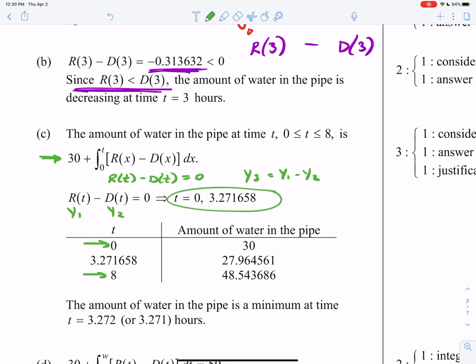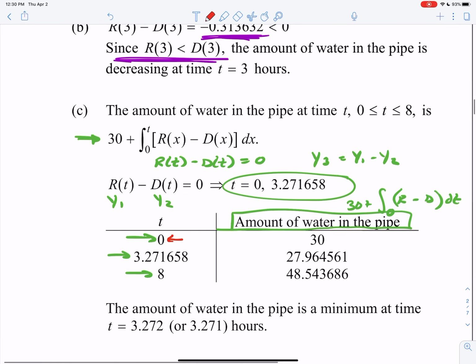It should occur at 0 and 3.271. So you would actually have to calculate your zeros, so you would have to go to second, trace, pick a left and a right bound, and a guess. So here we have it. Remember, the amount of water in the pipe is going to be 30 plus the integral of r minus d from 0 to whatever number you want. So the first one would just be from 0 to 0, but the integral from 0 to 0 is just 0, and you're left with 30. So that kind of makes sense.